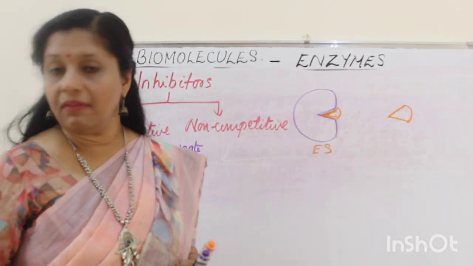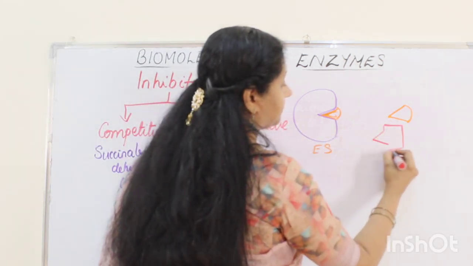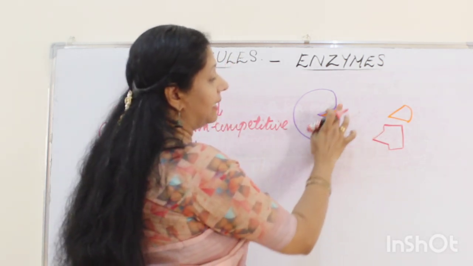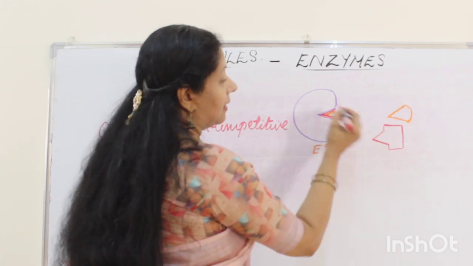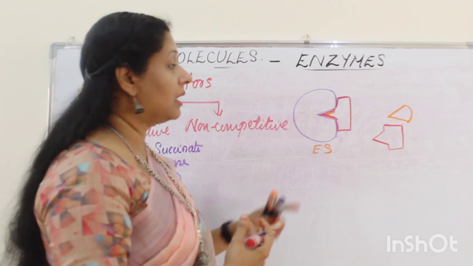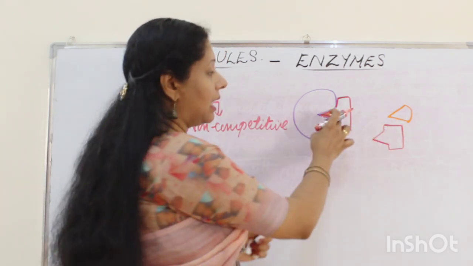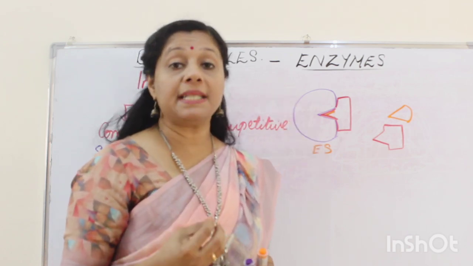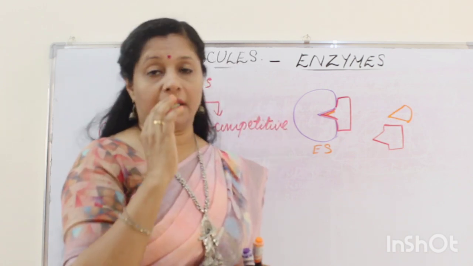But here we have a villain in this picture. So this villain is having a shape like this. So this is the competitive inhibitor because its binding site is similar. So what happens, this inhibitor will come and bind here. So now the reaction cannot proceed as the substrate is not allowed to bind here because the inhibitor has already occupied that active site. So this is called competitive inhibition, where the inhibitor structure resembles that of the substrate.